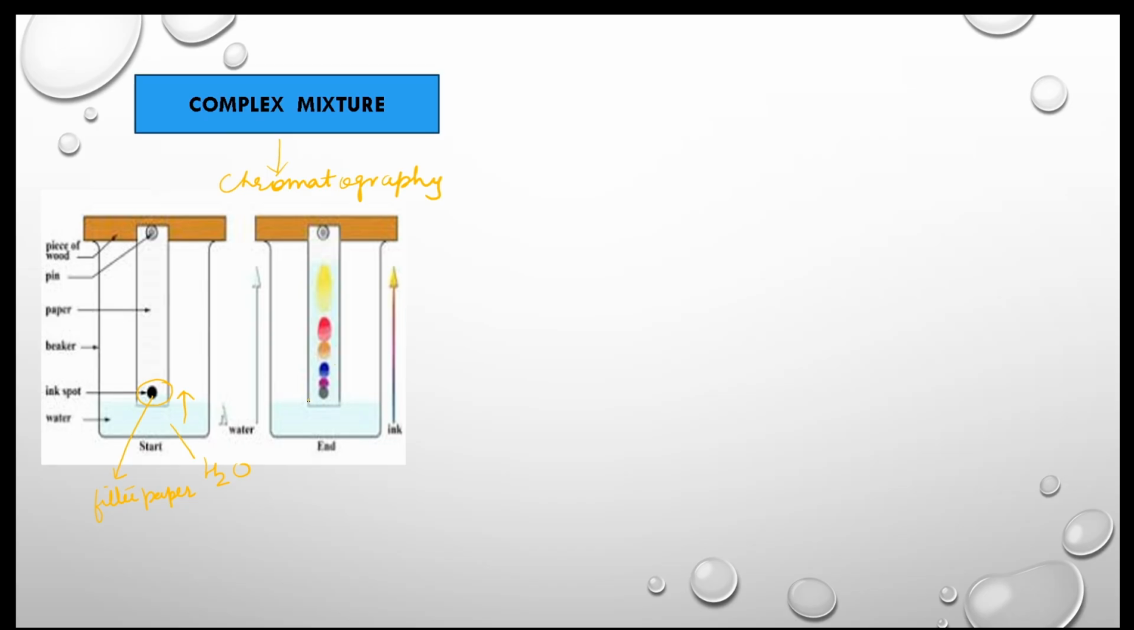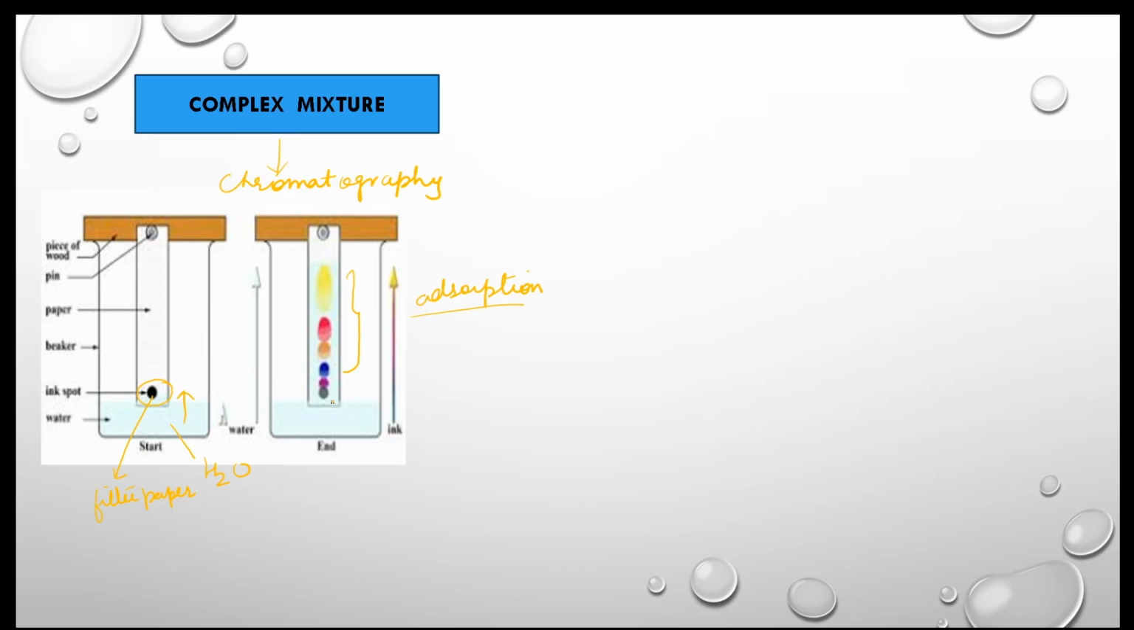So what has happened? This process has taken place by a surface phenomenon which we call adsorption. What is adsorption? Adsorption means that the ink drop which we have placed on the filter paper is present on the surface layer only, surface layer of the filter paper. And the solvent, which is water, is moving over this ink spot, and what is happening? When the solvent is flowing over the ink spot, the solid constituents of ink are getting separated out, and we are going to see different colors on the filter paper.